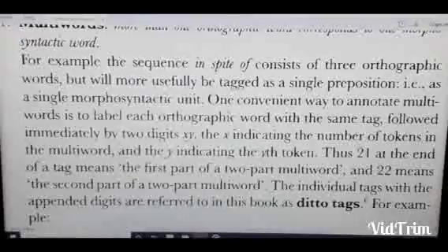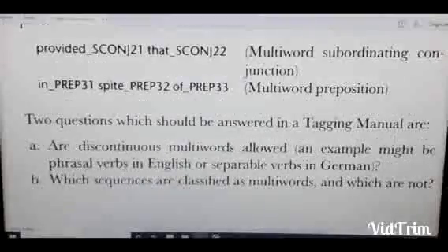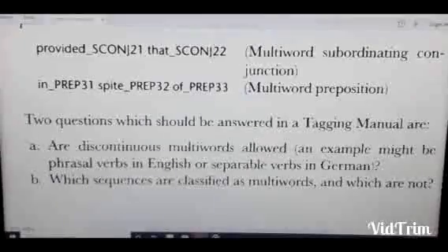For example, provided_SCONJ21 that_SCONJ22, a multi-word subordinating conjunction. In spite of is written in this way: in_PREP31 spite_PREP32 of_PREP33.